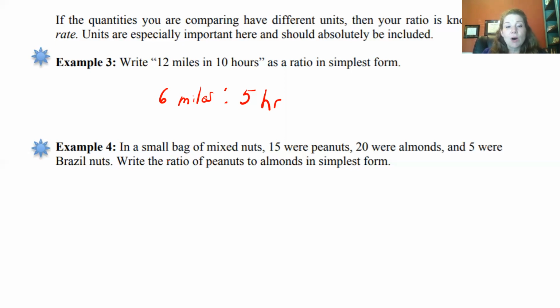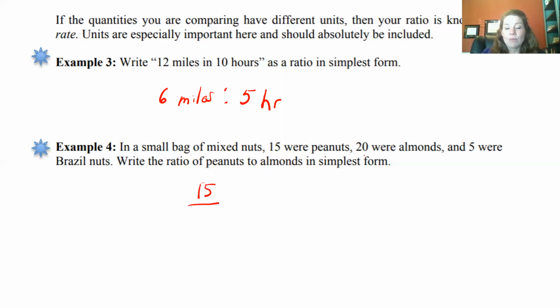Example 4, in a small bag of mixed nuts, 15 were peanuts, 20 were almonds, and 5 were Brazil nuts. Write a ratio of peanuts to almonds in simplest form. So peanuts, how many peanuts do I have? 15.